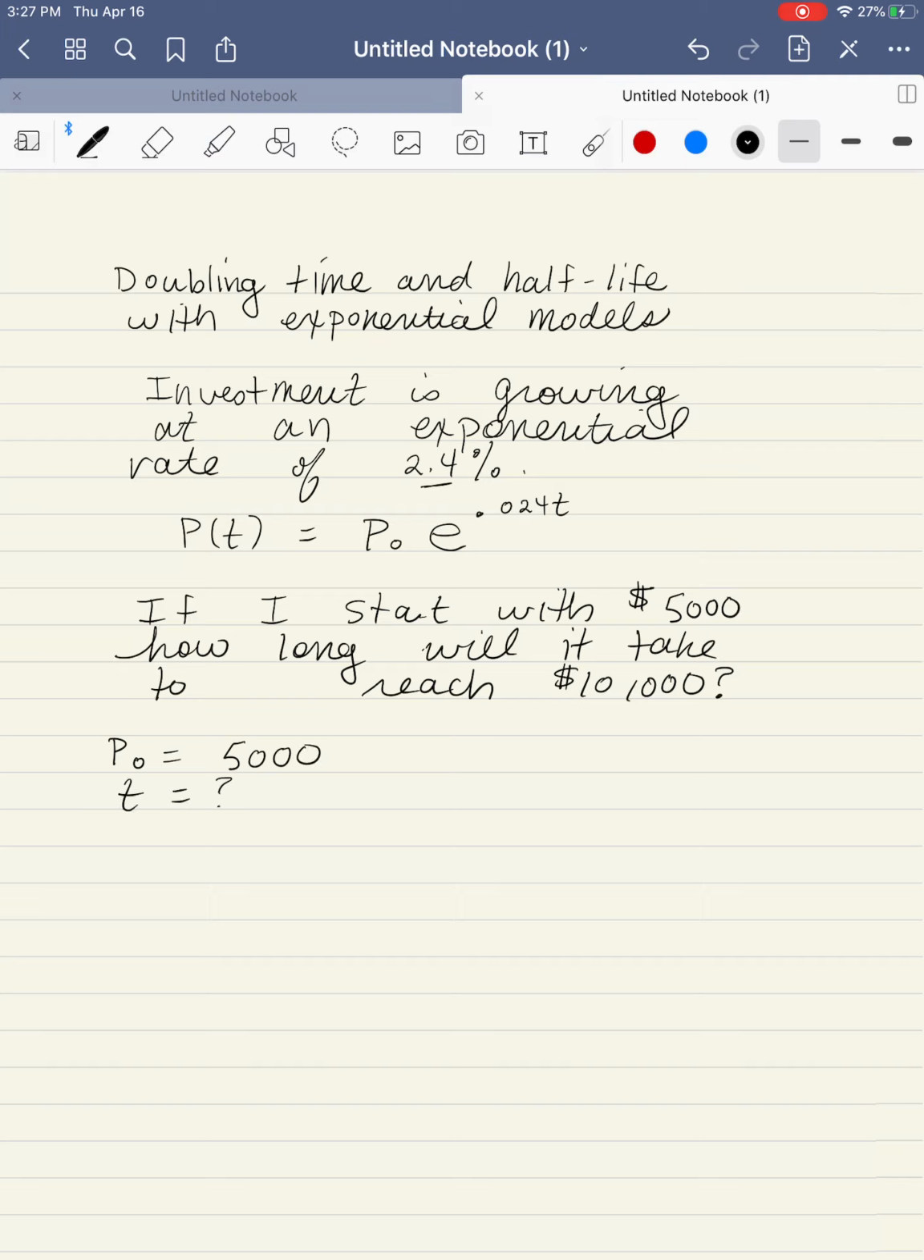So I see that the 5,000 is my initial amount. I'm looking for t, how long will it take? And the ending amount, P of t, is 10,000. So I plug all of those numbers into my equation in the appropriate spots, and I solve for t. And by now, hopefully, you've done enough of these. You know you divide by 5,000. 10,000 divided by 5,000 is 2.